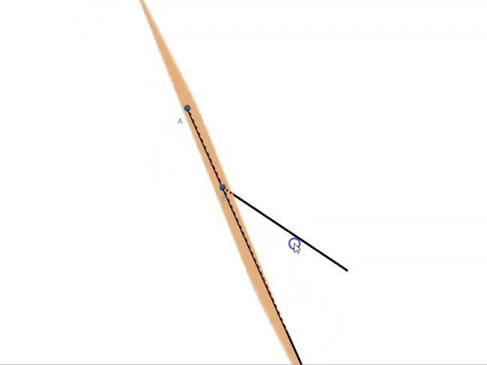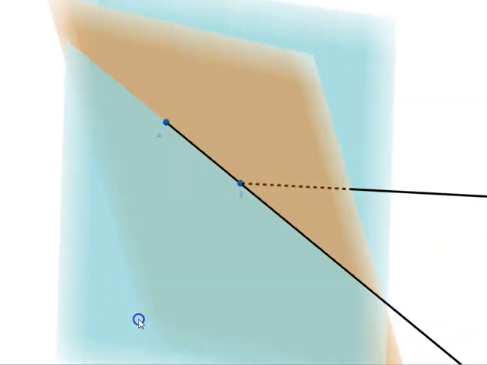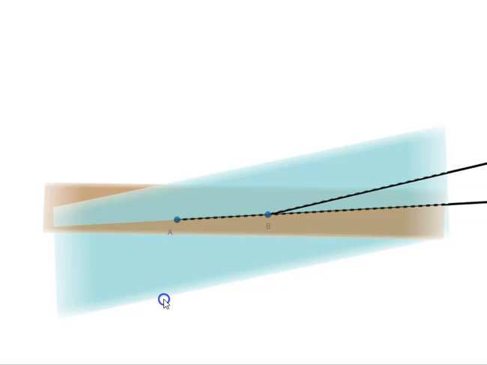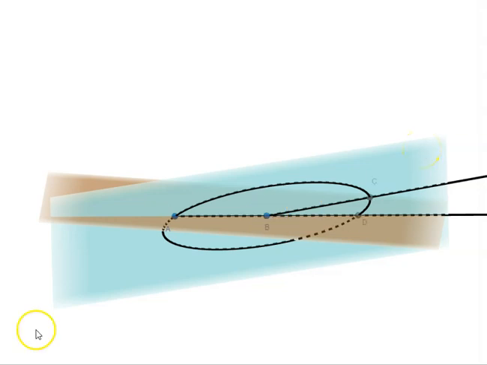So if I rotate it, you will notice that this is the plane in which all the three lines are there. So let me bring in the plane. So this is the plane in which all the three lines are there. Now I'll draw the circle in this plane and I'll mark the intersection points C and D and I'll hide those lines.